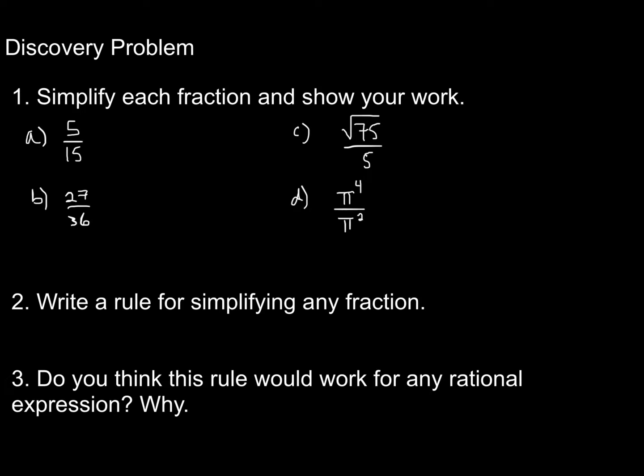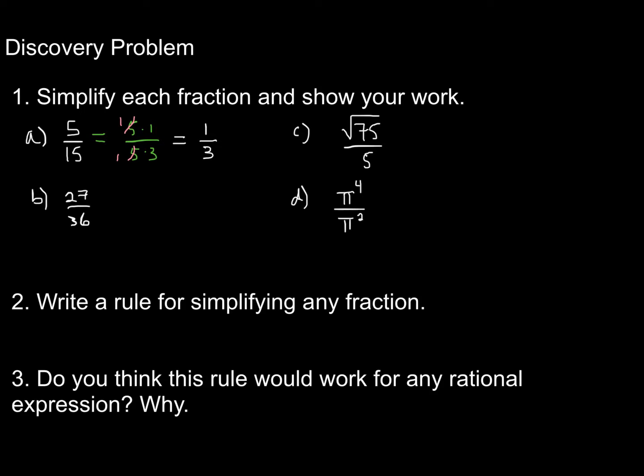Okay, so let's think about how we can simplify each of these fractions. So notice that you can rewrite these fractions in a way that allows you to simplify. So 5 is 5 times 1, and 15 is 5 times 3. Now, 5 divided by 5 is the same as 1 divided by 1, and so my fraction simplifies to 1/3.